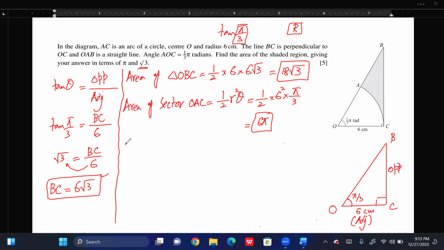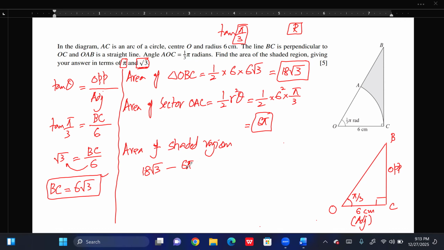But I'm looking for the area of the shaded region. How can I get this? Yes, area of triangle, which is 18 square root 3, minus area of sector. If you notice, they mention here that your result should be in terms of pi and square root 3. Yes, I can see square root 3, I can see pi here. So my answer is okay.